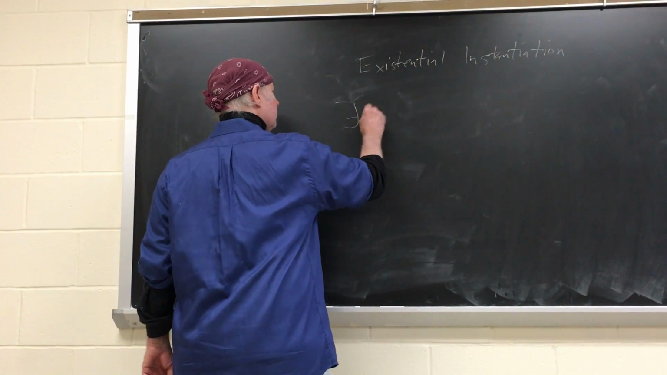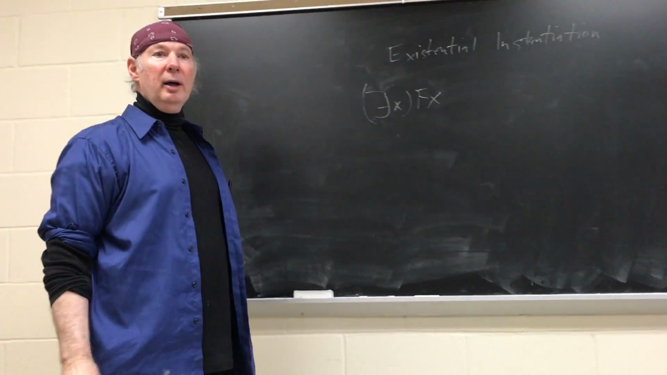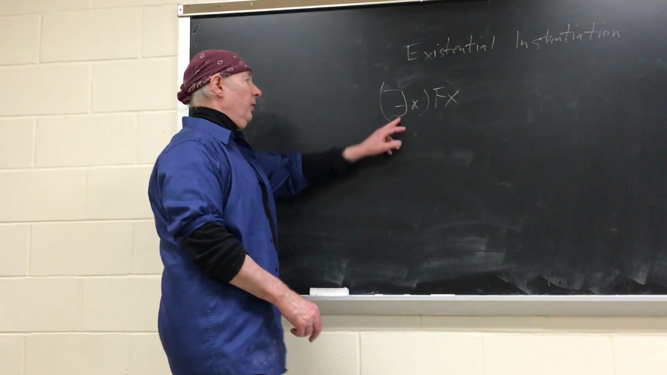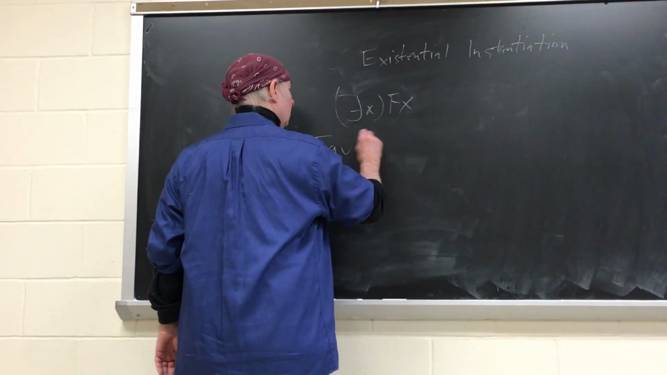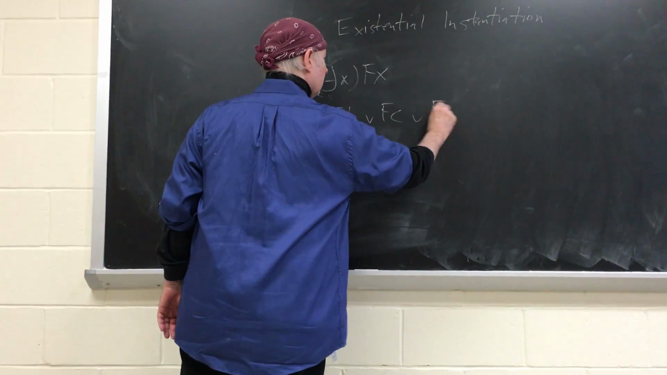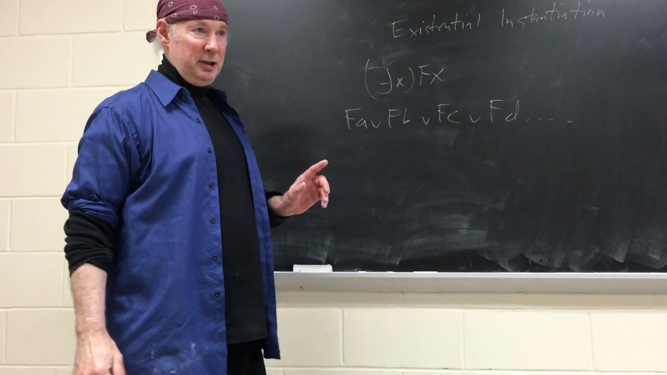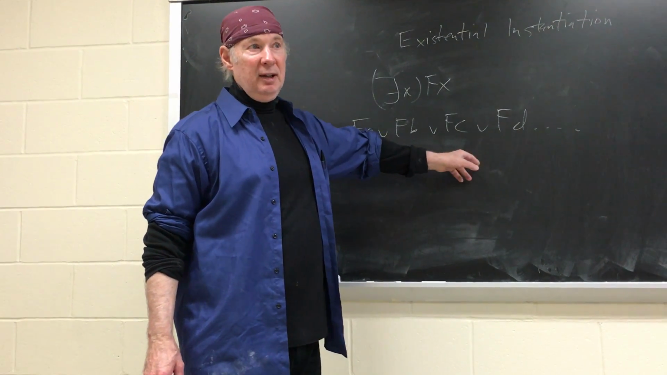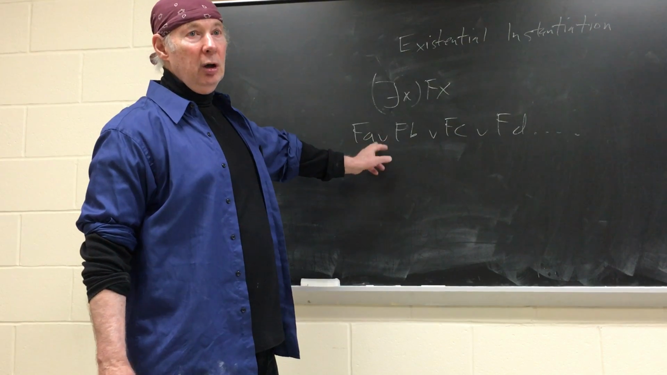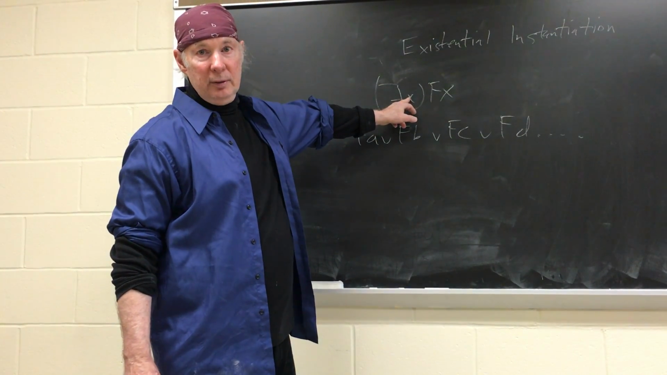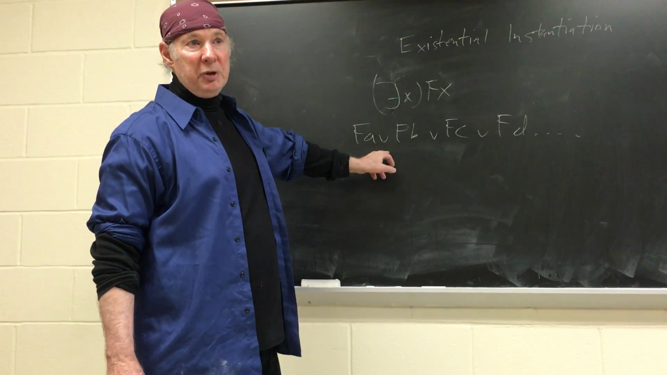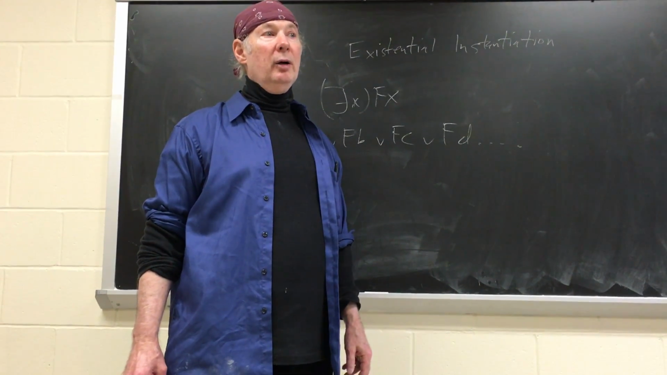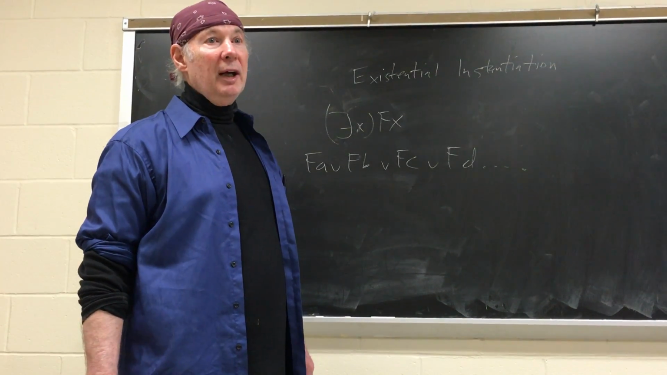So let's look at a sentence. And remember, an existentially quantified sentence, remember basic fact number 2 of predicate logic, is equivalent to a big disjunction. And this tells us we don't know which of the objects A, B, C, D, and so on have the property F. All we know when this is true is that at least one object in the universe that X picks out has the property F. That's all we know. But we don't know which ones have it.